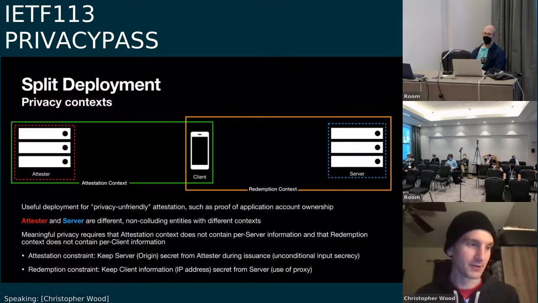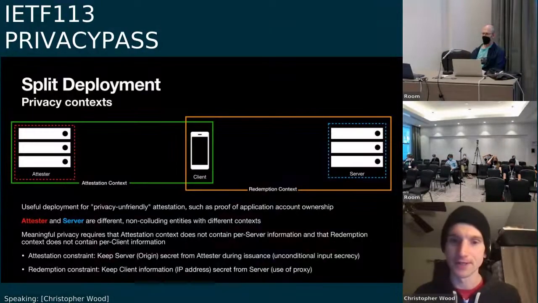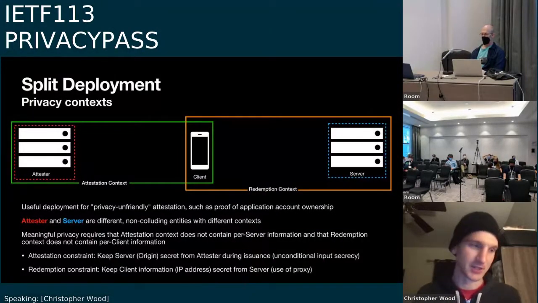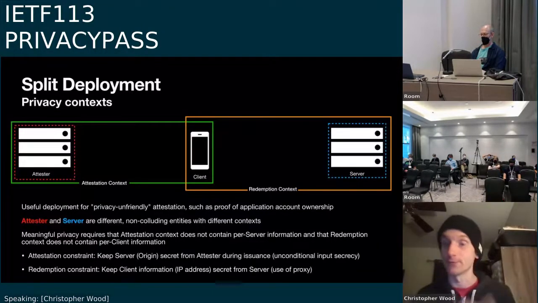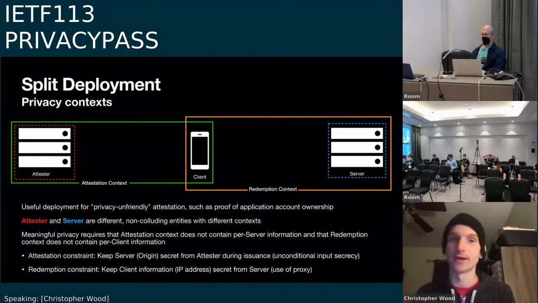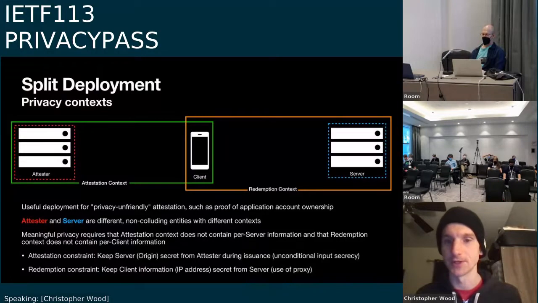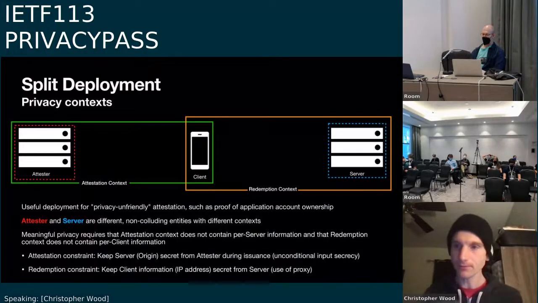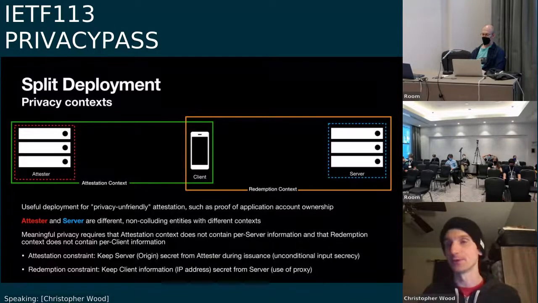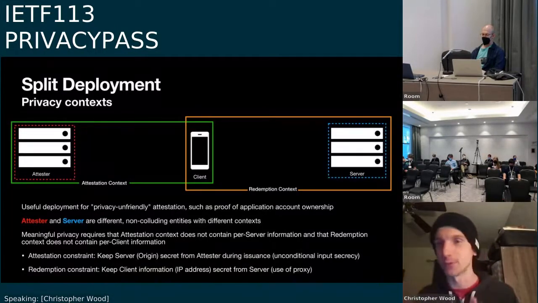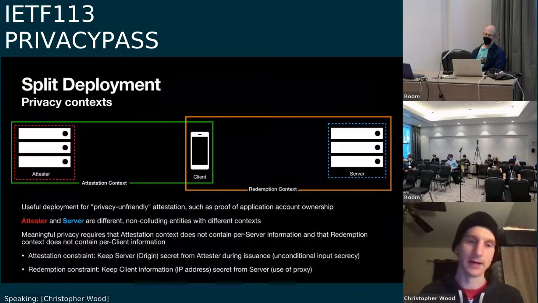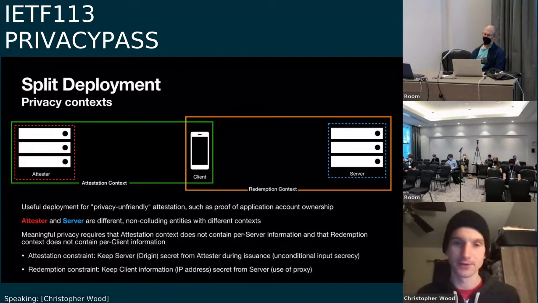And so the bar to meaningful privacy is lowered in a sense, and it just means that the attestation in this particular case can't reveal any per-server information, because the attester doesn't have the shared view of the redemption side that it otherwise would in the joint deployment model. And likewise, redemption doesn't reveal any per-client information. So the interaction between the client and the server during redemption just needs to make sure that no per-client information is revealed, for example using a proxy so that its unique IP address or whatever stays hidden.